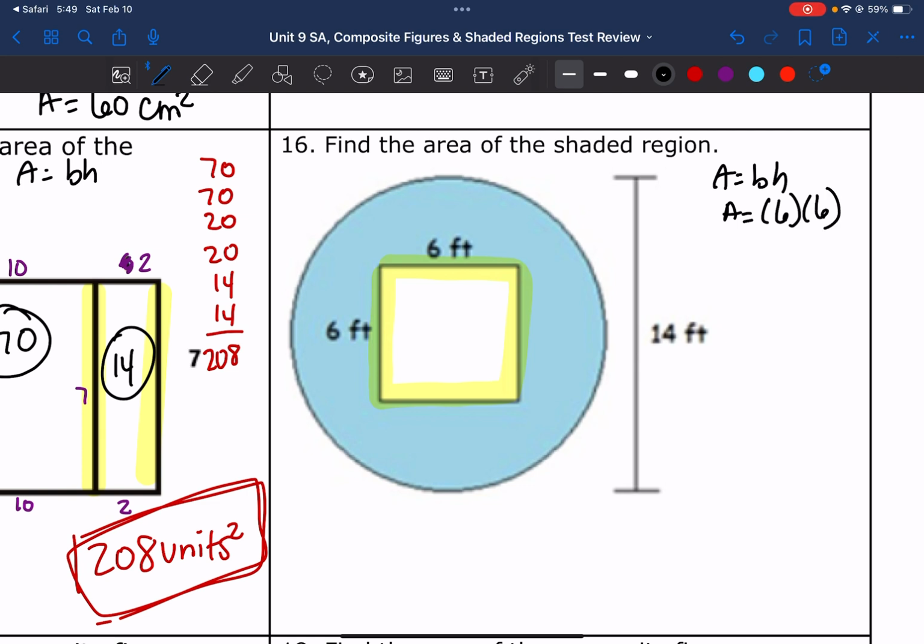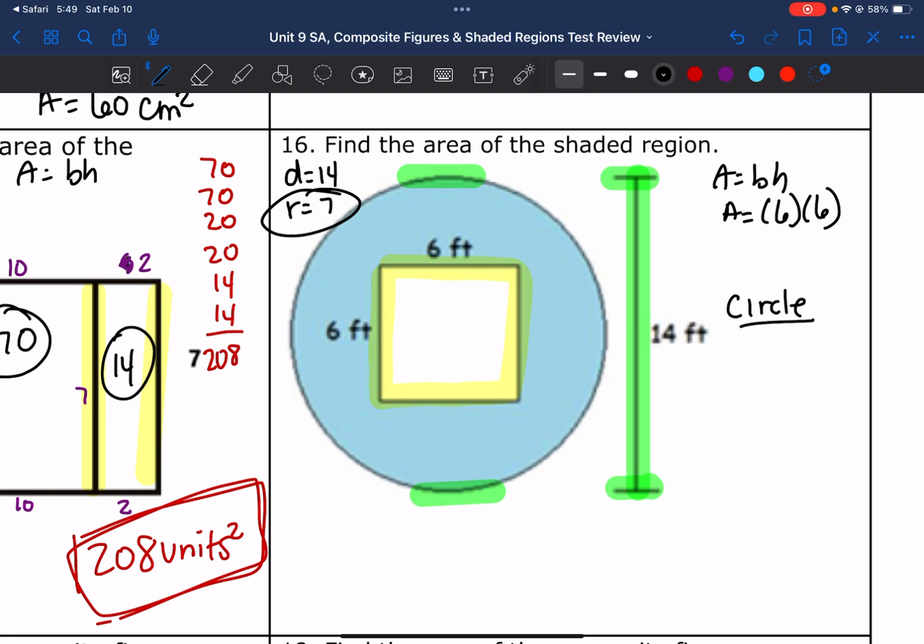Now, I want to come over here and I want to look at this. This right here is telling me that from here to here, edge to edge of the circle, that is 14. That means that is diameter. So diameter is 14, and we know that radius is half of 14, so radius is 7, okay? Now we can take the formula for circle, which is pi r squared, and plug in or substitute our values. So pi, we're going to use 3.14 times radius, which is going to be 7 squared, okay?